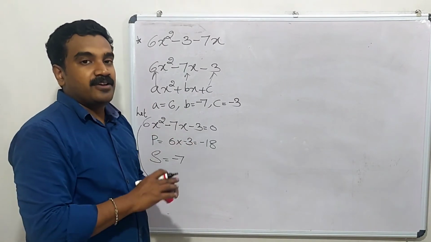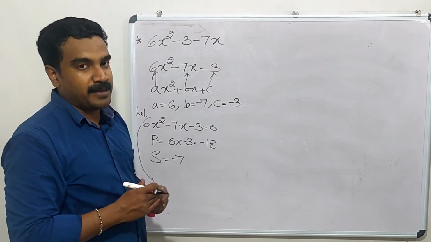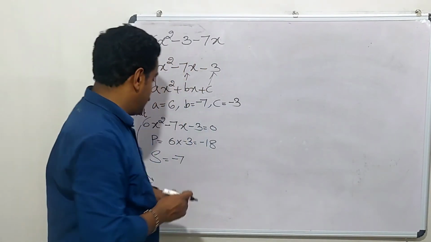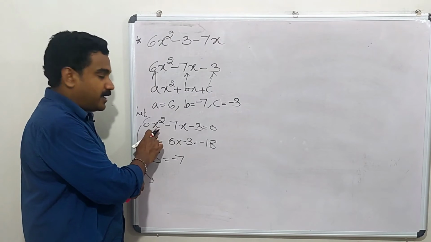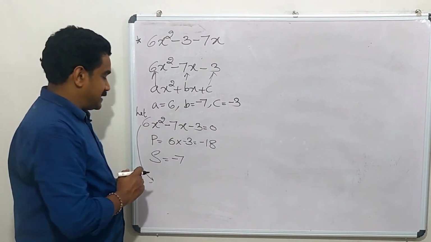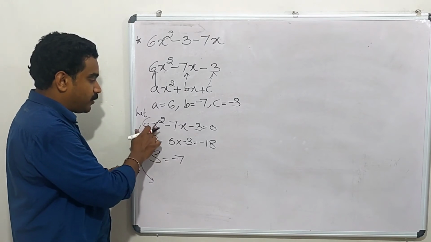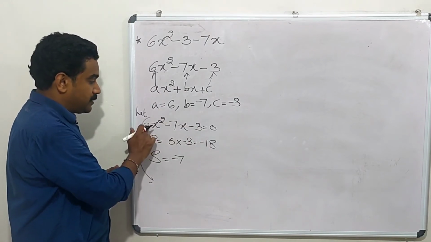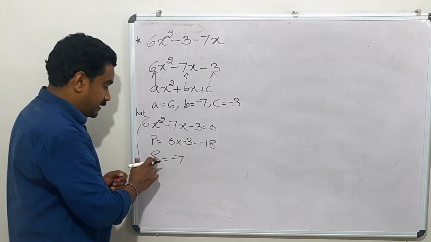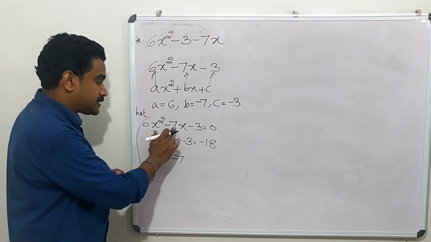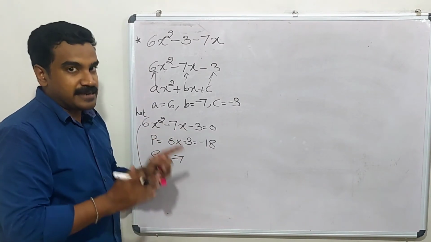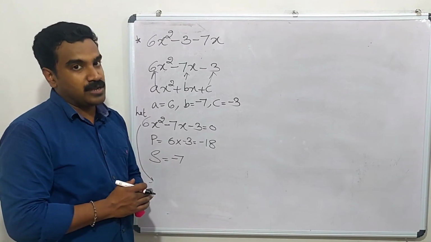Next step is we want to factorize the given polynomial and equate each factor to 0. We are using the split the middle term method. The given polynomial is 6x square minus 7x minus 3. Here we want to find the product and sum. The product is the product of the coefficient of x square and the constant term, 6 into negative 3. What is 6 into negative 3? Negative 18. And the sum is the coefficient of x. What is the coefficient of x? Negative 7. So when you multiply, you want to get negative 18. When you add, you want to get negative 7.